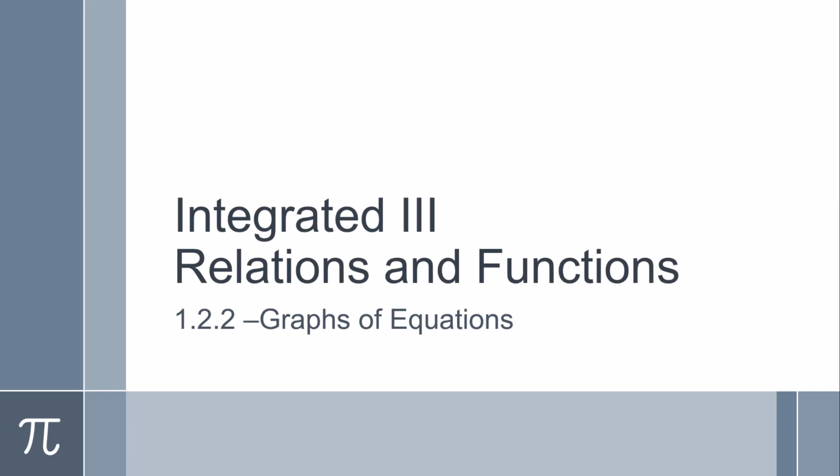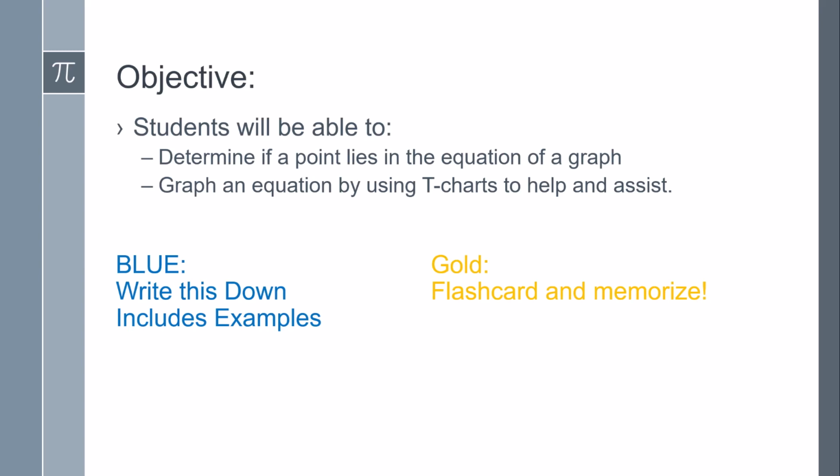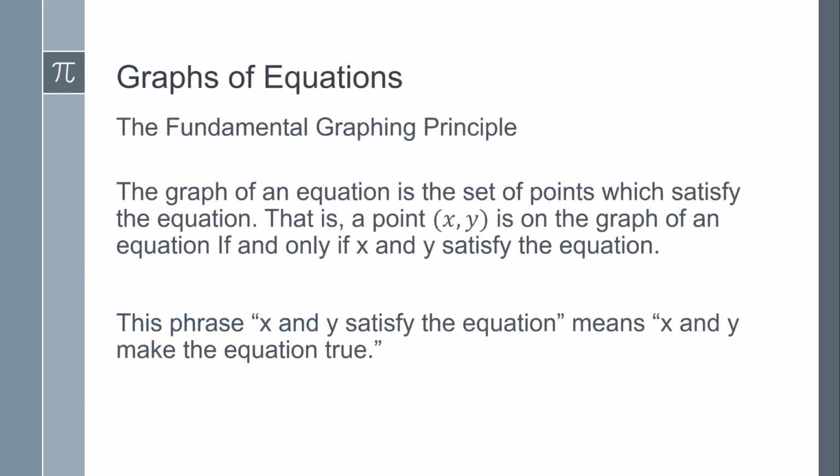This is section 1.2, Graphs of Equations. In this lesson, we're going to determine if a point lies on the graph of an equation, and we're going to graph an equation by using t-charts to help and assist. Now this lesson should be very familiar. It's not that complicated, since this is stuff that you've seen in previous classes. But we're going to start with the fundamental graphing principle.